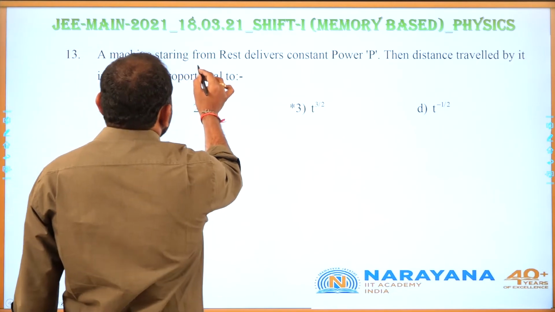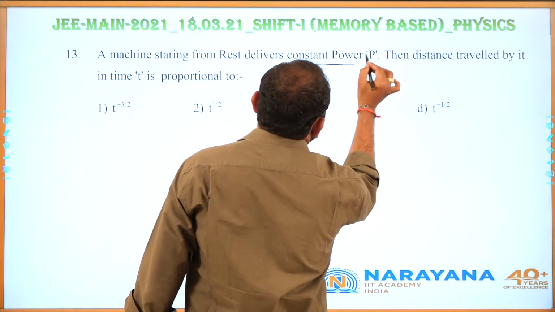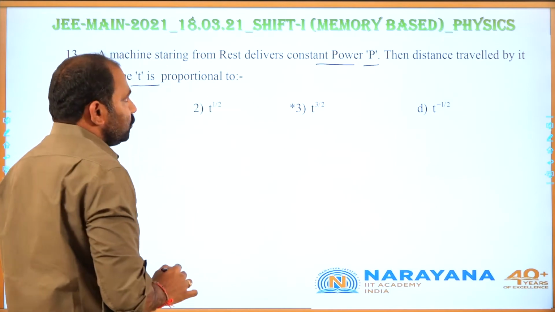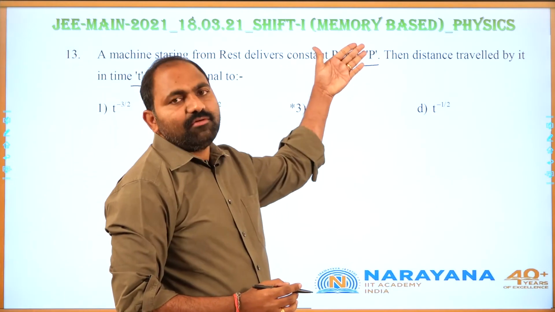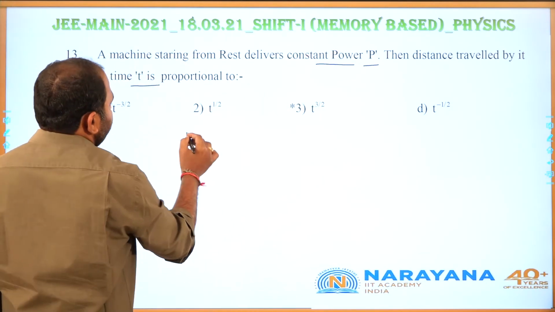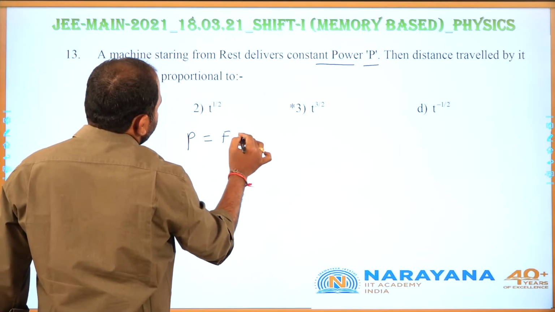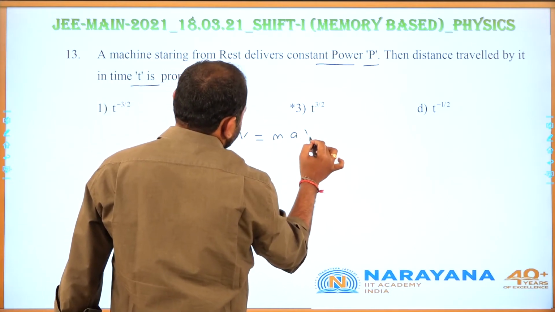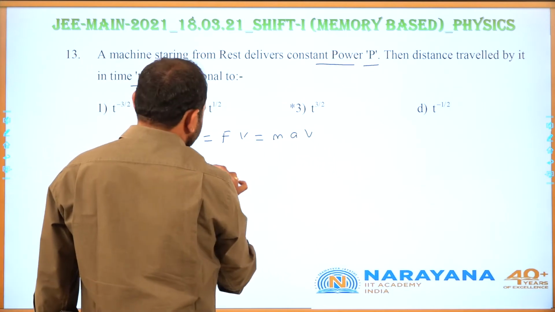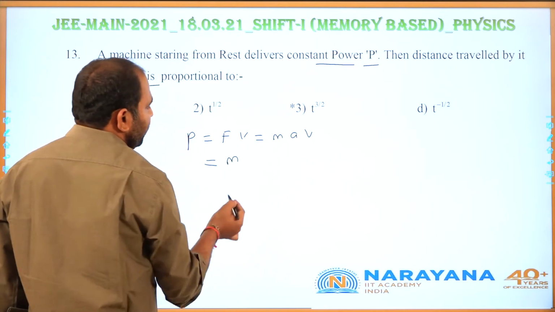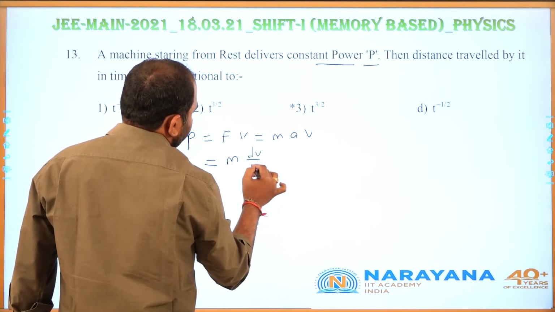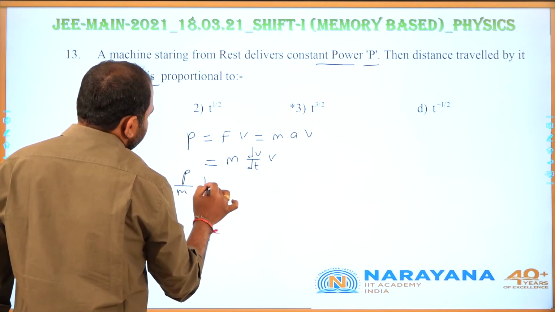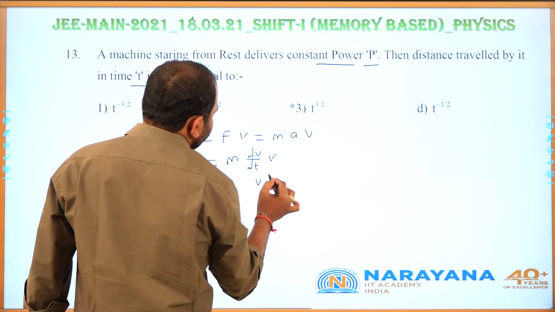A machine starting from rest delivers constant power P. Then the distance traveled by it in time T is proportional to what? It is said that the power delivered by the machine is constant. We can write power equal to force into velocity. Force can be written as mass into acceleration. So it is mass into acceleration into velocity. Again, acceleration can be rewritten as dv by dt. So P by m into dt equals v dv.